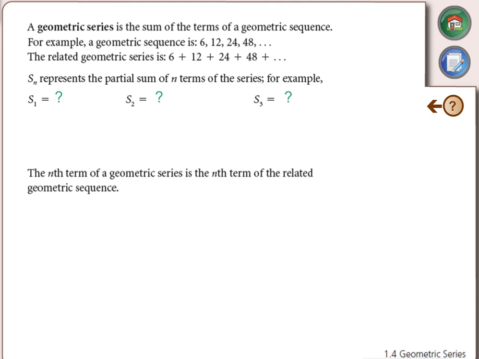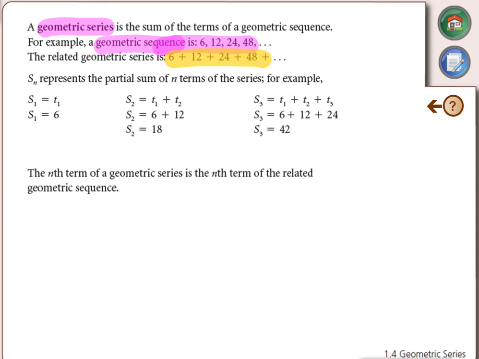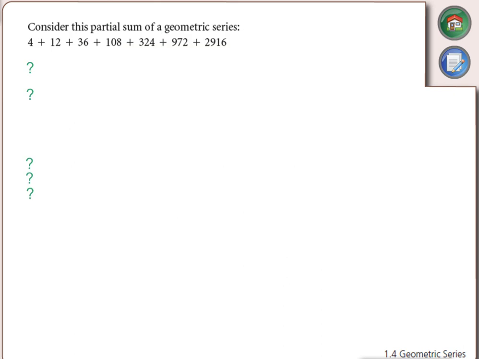All right, so geometric series is just taking our geometric sequence and adding it up, putting plus signs in between. First term 6, second term, take the 6, add the 12, then now add the 24 in the mix. We can talk about the nth term and the sum of the nth term. Now we've got these partial sums here from 4 to 2, 9, 1, 6.